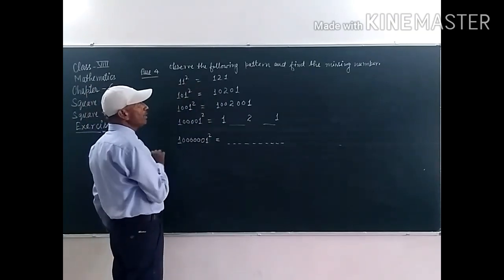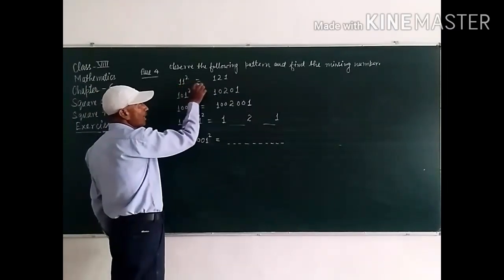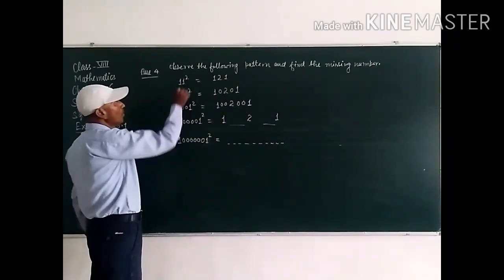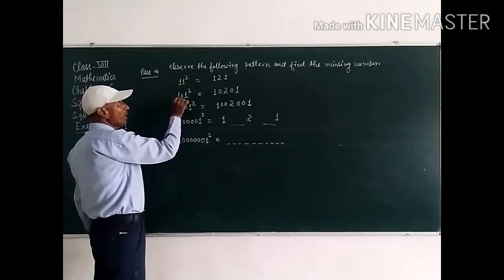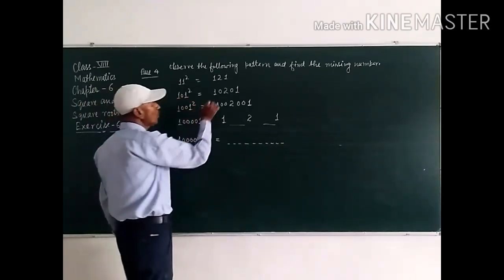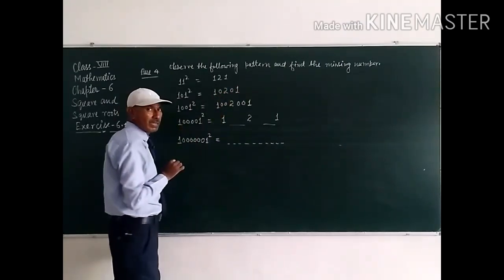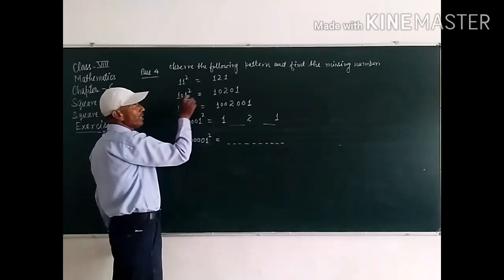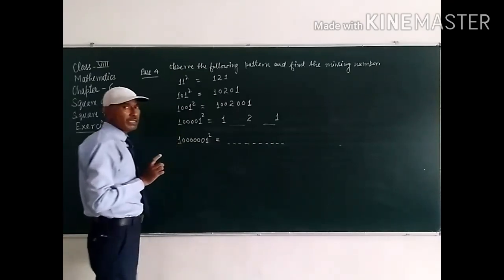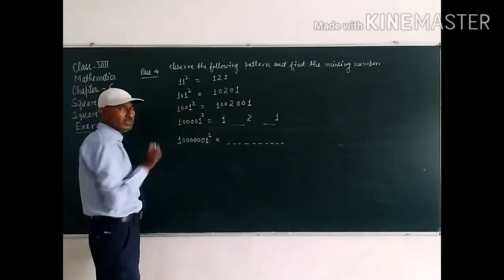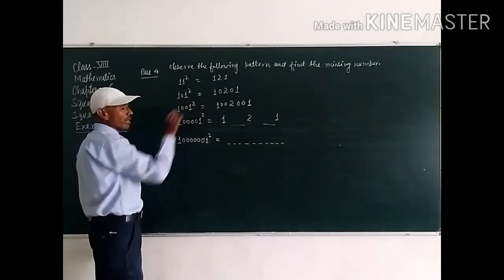So 11 square, the numbers are 1 and 1. 11 square is equal to 121. Now in between these two numbers there is 1 0. So 101 square is equal to 1 followed by 1 0, then 2 followed by 1 0, then 1. Clear, friend? If there is 1 0, the 0 will be in between these numbers, single 0. Clear, student? And if there are 2 zeros, it means 1001 whole square.